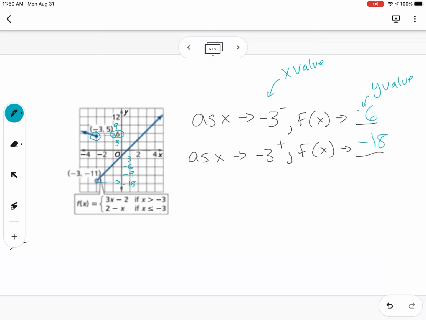There. So make sure you pay attention to the scale on your graphs. There aren't always going to be 1s, right? So if you put -4 here, that's wrong, right? It's not -4, it's -18 because the graph's going by 3s on the y-axis. And that's it. So there's that graph. Look at another one.